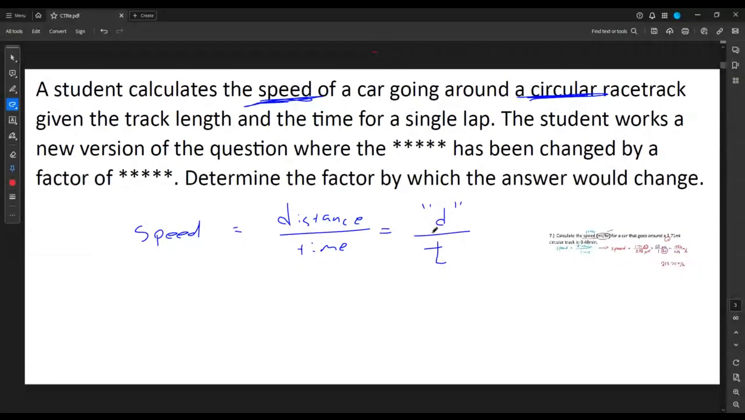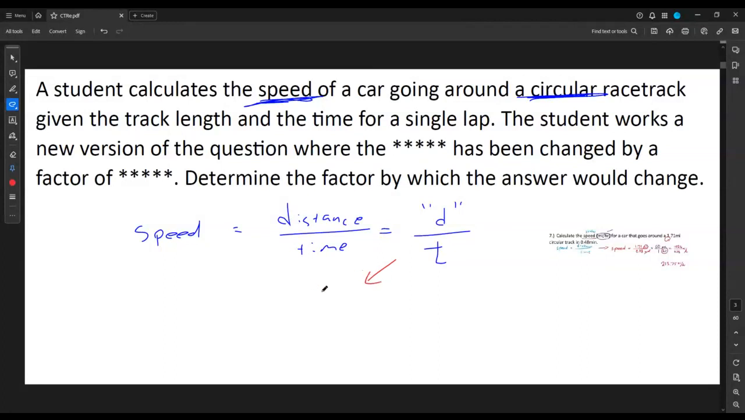I have no idea what numbers these were. Technically, you can look back at your old examples, and I've included one here, and you could work this out, and then if the distance changes, well, you could go to the question, multiply the distance by whatever decimal, and then work it through and see what happens. But it's not necessary. You can look at just the formula and see what's going to happen.